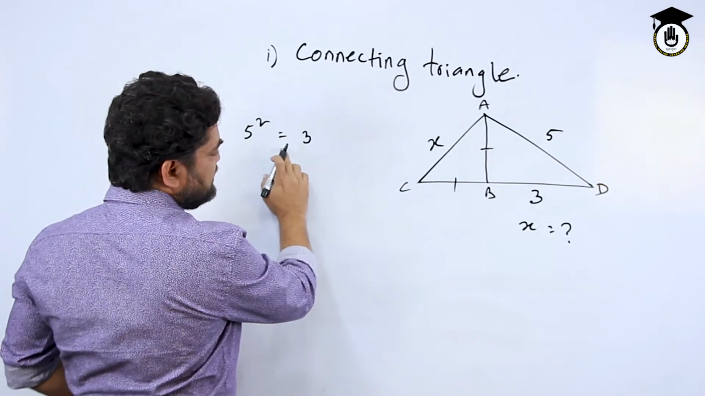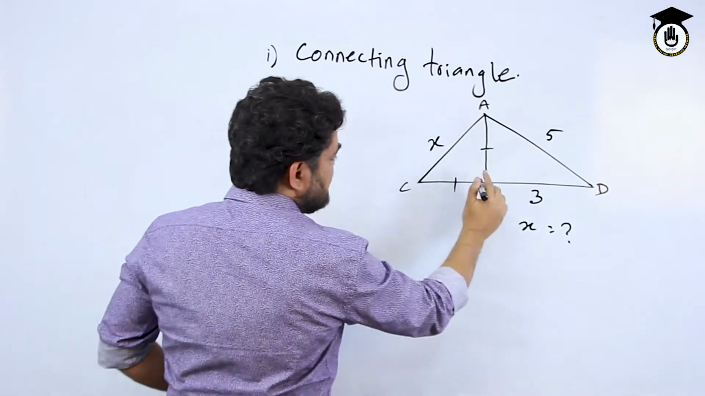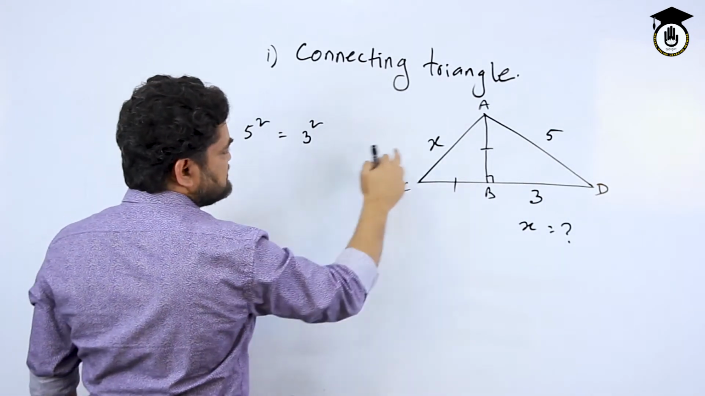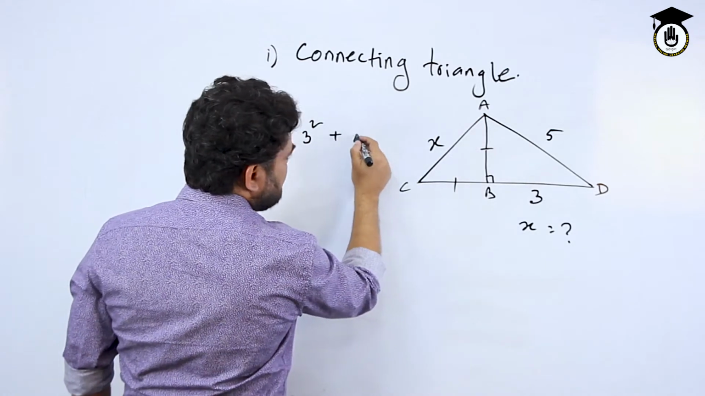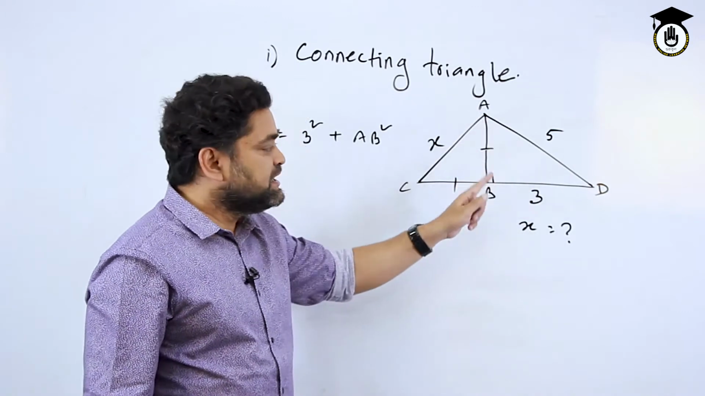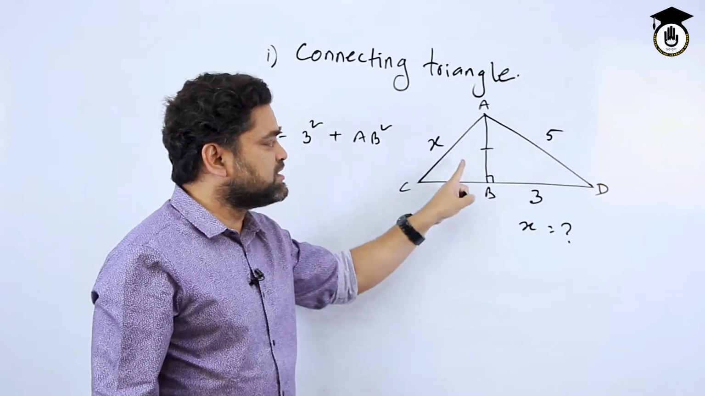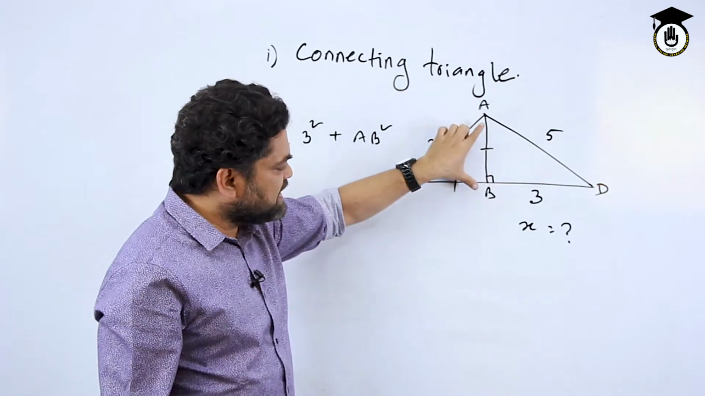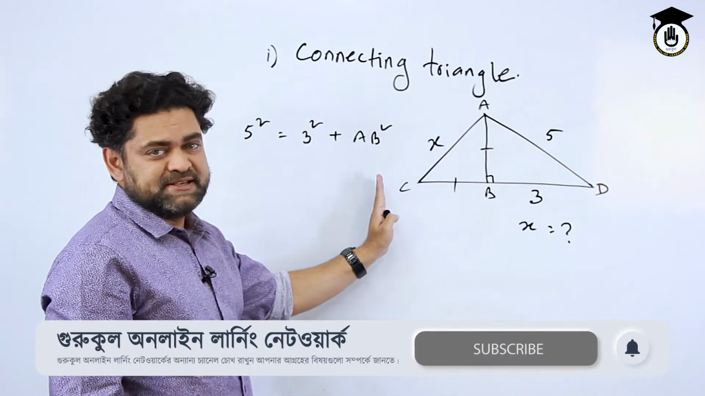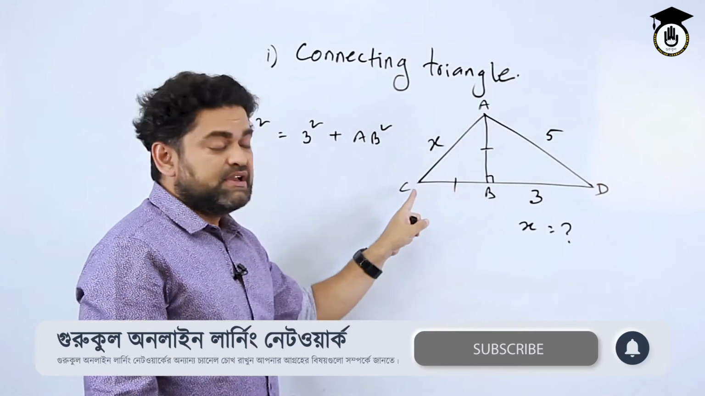Hypotenuse square is equal to, this one you can consider as opposite or adjacent, but the 90 degree angle is always opposite the hypotenuse. That's why I'm writing here 5 square plus 3 square, and I don't know this side, so I will find AB square, because this is the connecting side of the triangles. In other words, this is the common side of the two triangles. AB is connected with ABD and it is also connected with ABC. So if I can find AB, I can work on triangle ABC also.